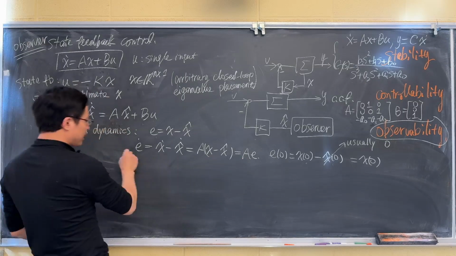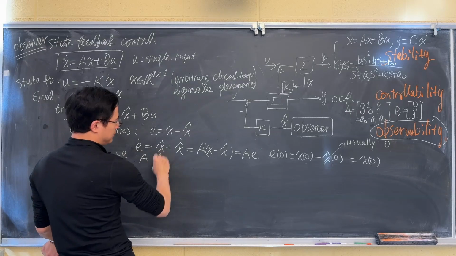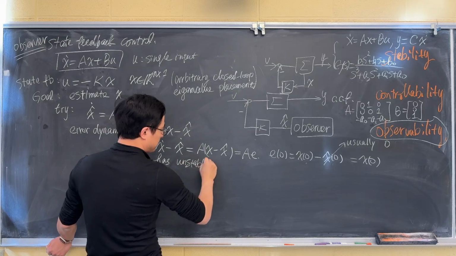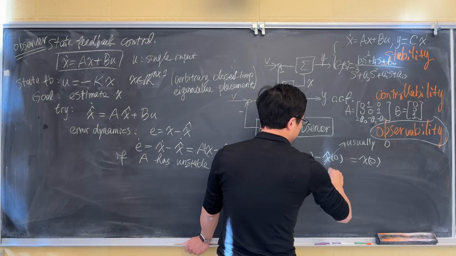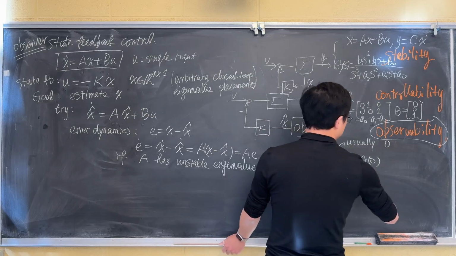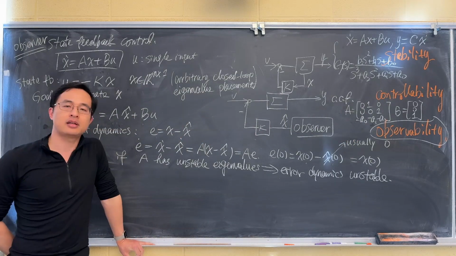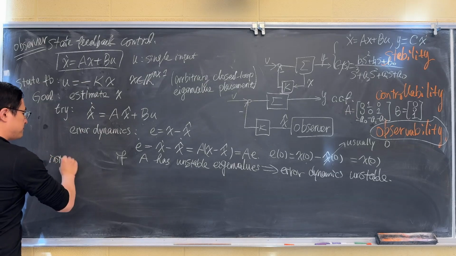Immediately you see that if the system is unstable, if A has unstable eigenvalues, then the error dynamics will be unstable. So this is not a particularly good design. This doesn't work so well.